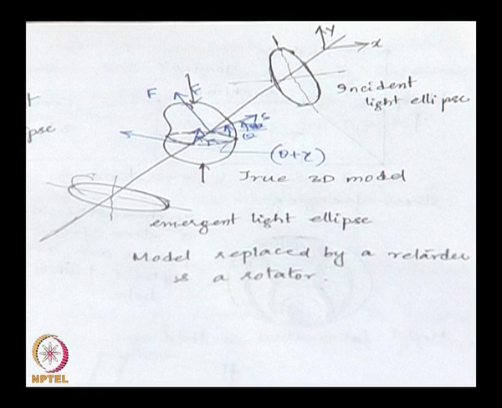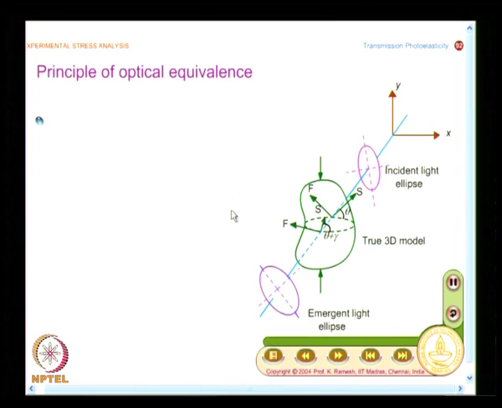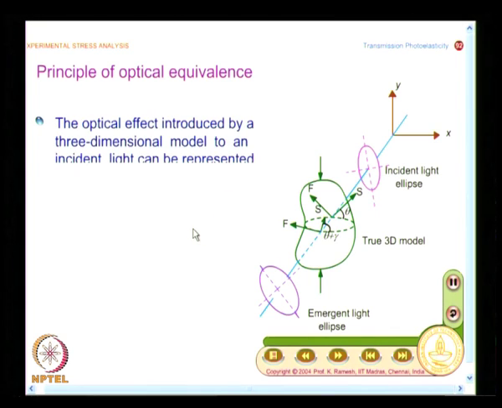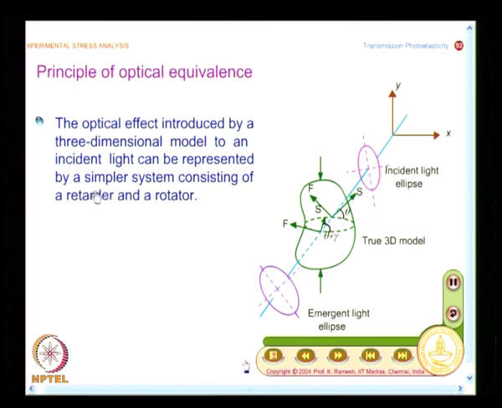So, we will have a look at the points, whatever I have said is now summarized. It can be replaced by a simpler system consisting of a retarder and a rotator. A retarder will give a retardation and a rotator will rotate the light ellipse. We have already seen when we were discussing a half wave plate, in fact it rotates the incident plane polarized light by an angle. So, it is possible for you to conceive a generic concept of a rotator which will rotate any light ellipse to any angle of your choice.